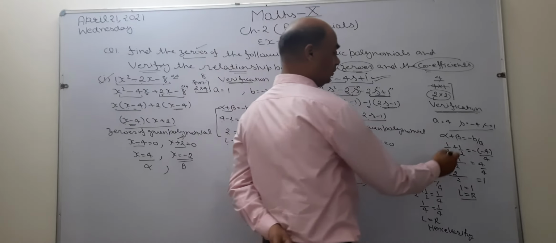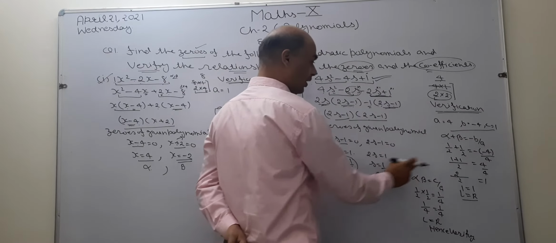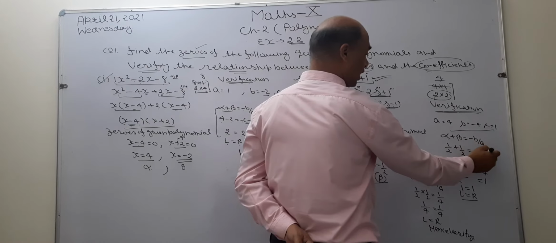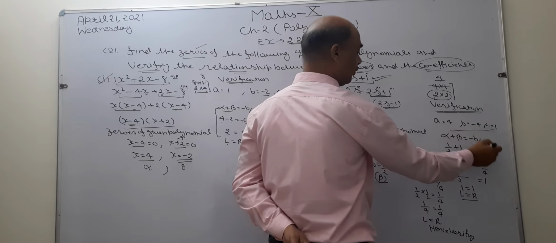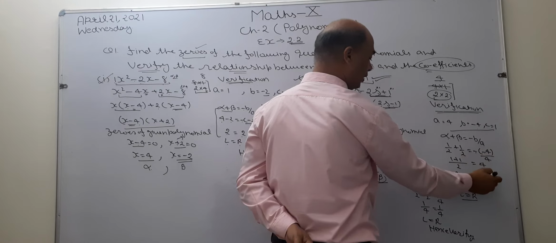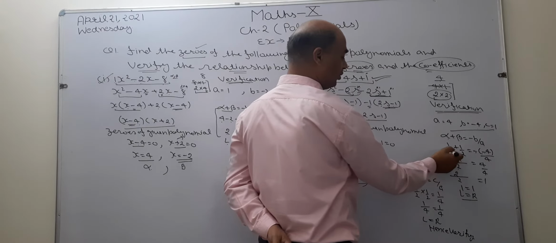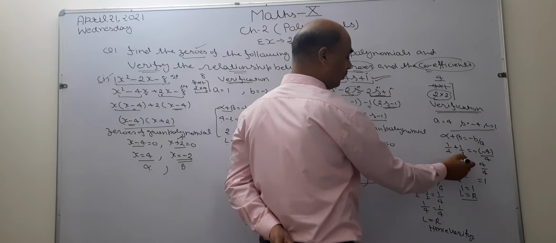Now verification. Alpha plus beta, you know the formula, minus b by a. What is alpha? 1 by 2 right here. What is beta? 1 by 2 right here. Now minus, after that, what is the value of b? Minus 4. Right here minus 4. What is the value of a? 4. This minus minus becomes plus. 4 by 4 becomes 1. Now see here, LCM of 2 and 2 is 2. When I take LCM, 2 is cancelled with 2. What is left? 1 is left. 2 is cancelled with 2. What is left? 1. 1 plus 1 is again 2.